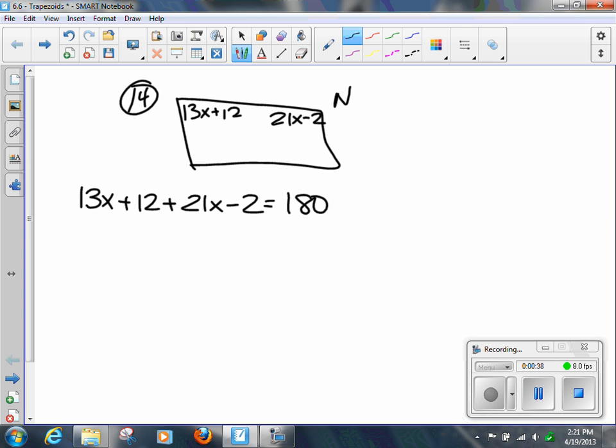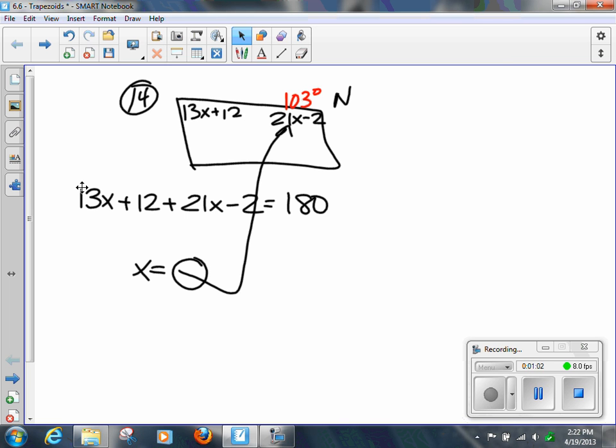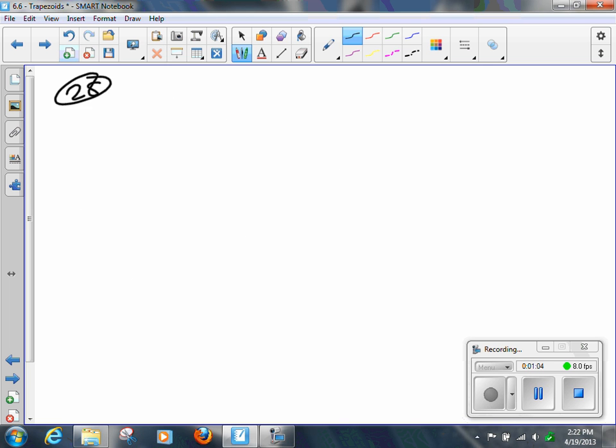Once you solve for X, whatever you get for X, you put that in place of your angle N, okay? This number 14 was 103 degrees. That angle N was 103 degrees. That was what you were solving for, okay? 29? No, you said 28, didn't you? All right. Yes. All right, 28. You did say 28.